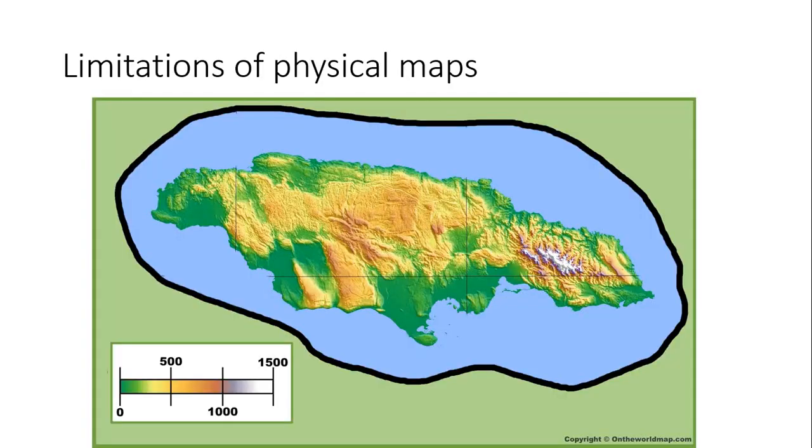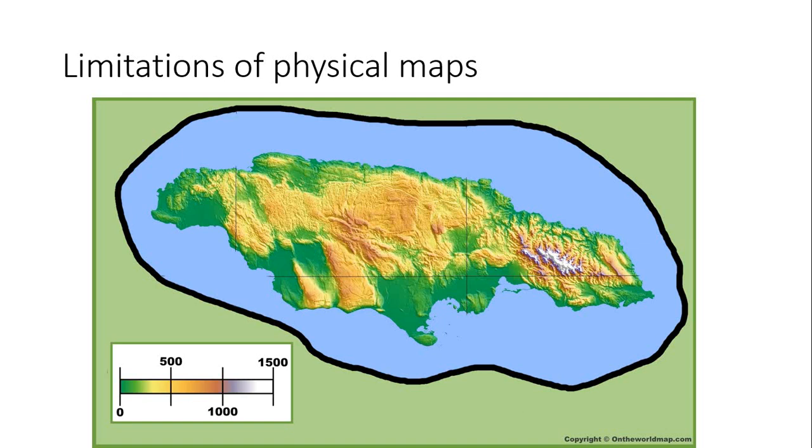So let's take a look here at mapping notes number 3. First of all, we've looked at maps like this. We understand these are physical maps and they show us what the land looks like in a particular area, where it's high, where it's low. But there are some limitations here.